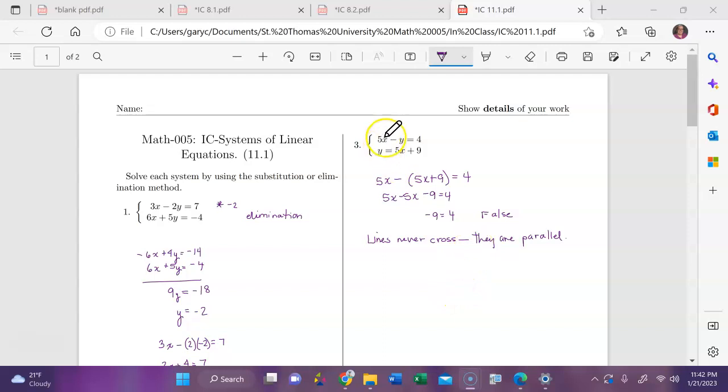So in this case, my y is going to be substituted. I'm going to substitute in this 5x plus 9. So when I do that, I have 5x minus 9 equals 4. Well, I collect my 5x and my minus 5x together, so that tells me negative 9 equals 4. Well, that's clearly a false statement. Which basically tells me that these lines never cross. They are parallel to one another, which is why there is no intersection. That is when we get this whole false statement going on.